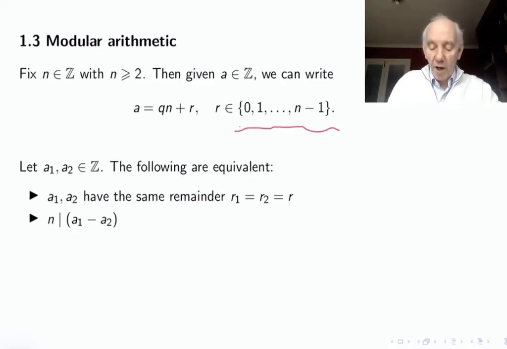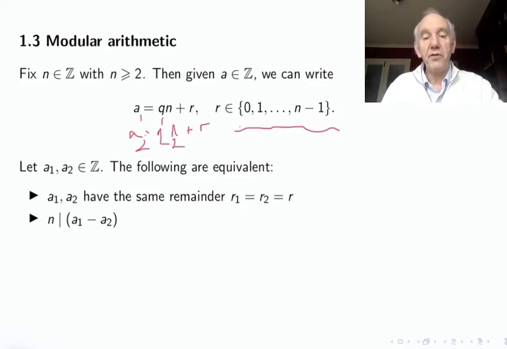To see that one way, let's suppose we have a1, which is some quotient q1 times n plus r, and then a2 is some other quotient, say q2 times n plus r again, because it's the same remainder, r1 equals r2. Then if you just subtract those equations, you'll see that a1 minus a2 is a multiple of n, because the r's cancel out. So these statements are equivalent.